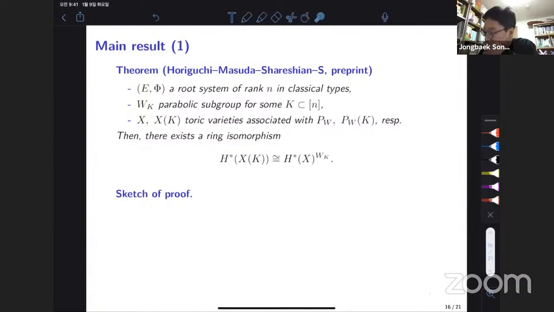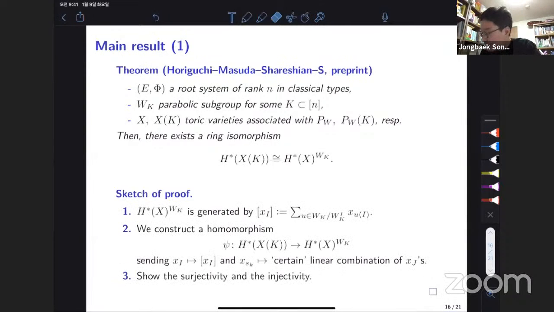Okay, so here's a brief sketch of the proof. First, we remember that this ring of invariants is generated by the parabolic subgroup orbit of each degree 2 element. So this is the generator of this ring of invariants. Then we could construct a very explicit homomorphism from this one to this one, and we showed surjectivity and injectivity. So the proof is rather straightforward. Okay, so this is one of our main results.